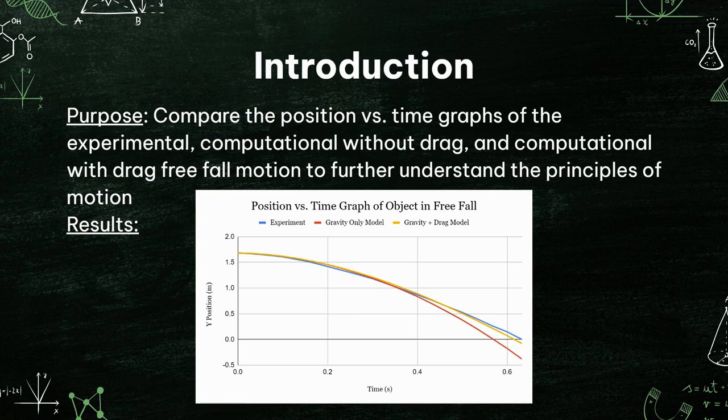Introduction. Purpose. Compare the position versus time graphs of the experimental, computational without drag, and computational with drag freefall motion to further understand the principles of motion. Results. As you can see in this graph, you can see the three different experiments.